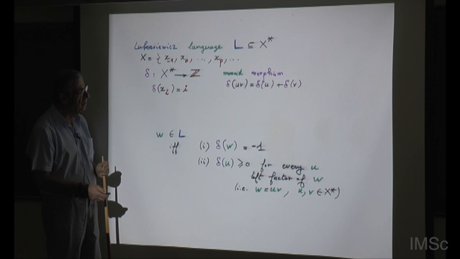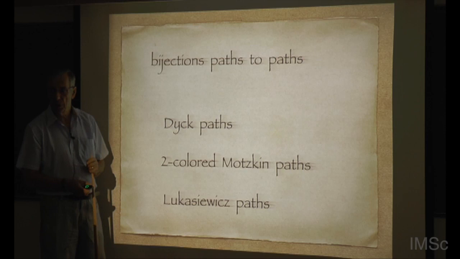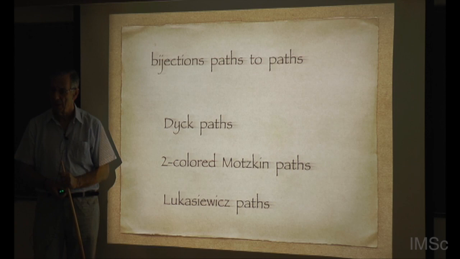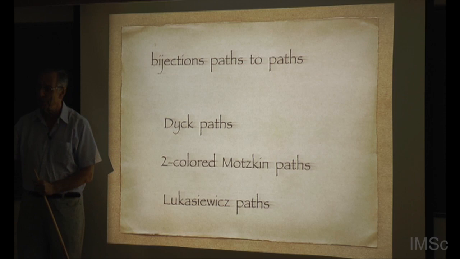Okay, you have three kinds of paths: the Dyck, the two-color Motzkin, and the Lukasiewicz. And I'm going to give a bijection from path to path. The next section will be bijections between trees and between paths. So, the bijection between two-color Motzkin paths and Dyck paths.